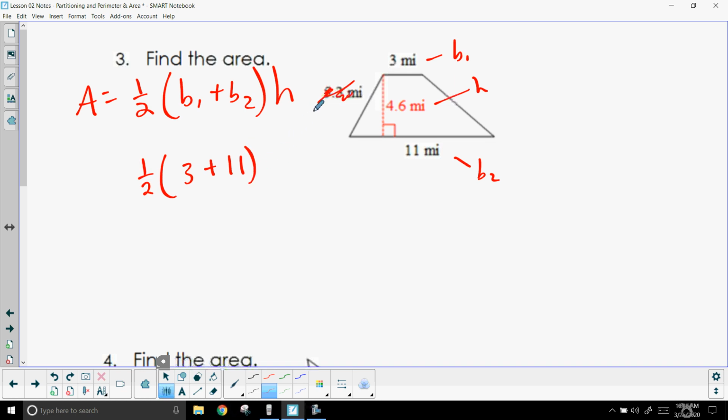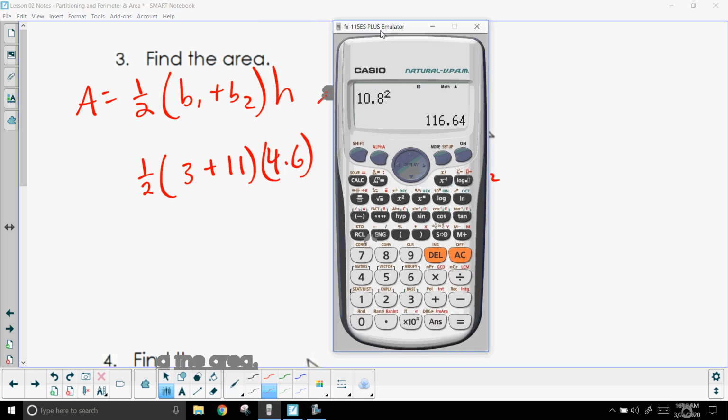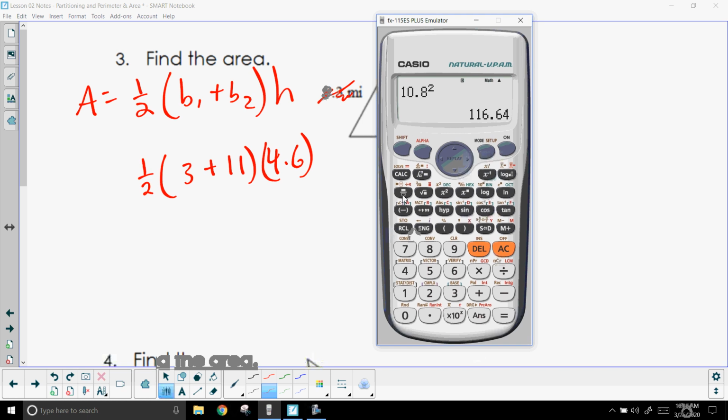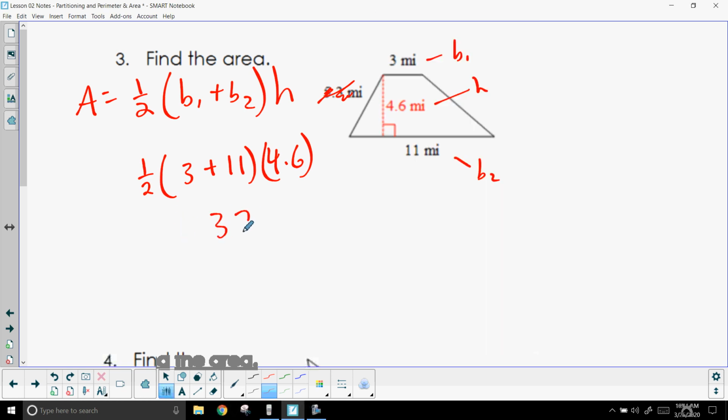You know, I hate to say it, but your calculator can do all the heavy lifting for you. So plug it in like you see it. 1/2, parentheses 3 plus 11, in parentheses again, 4.6, equals 32.2. Boom. Forgot my units again. Miles squared. There we go.